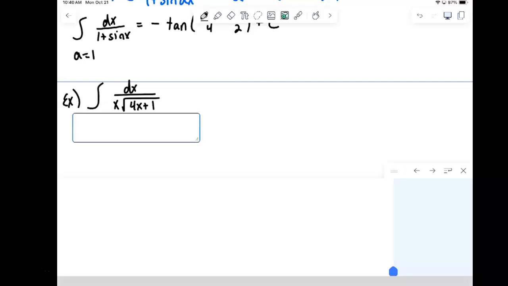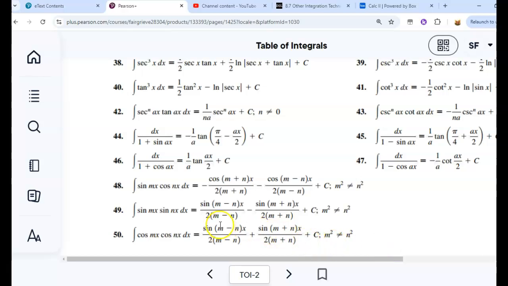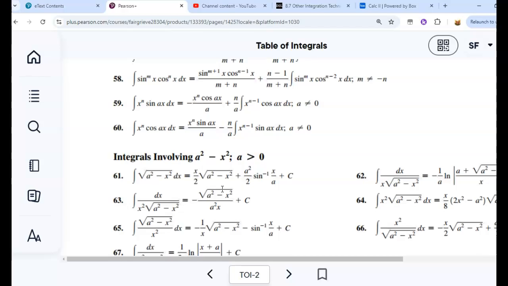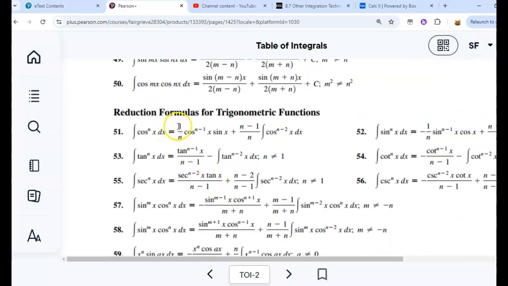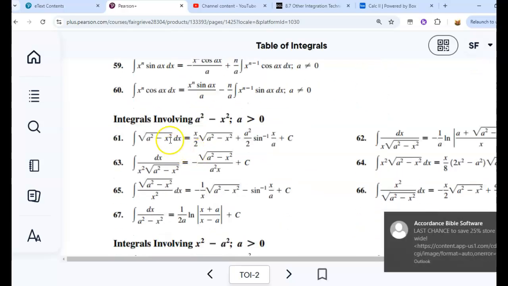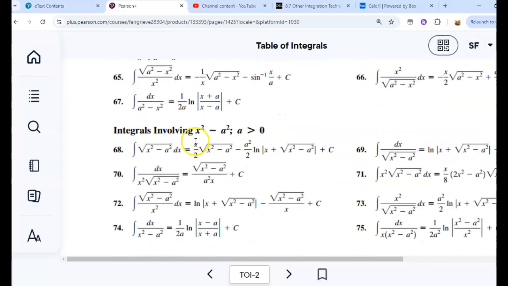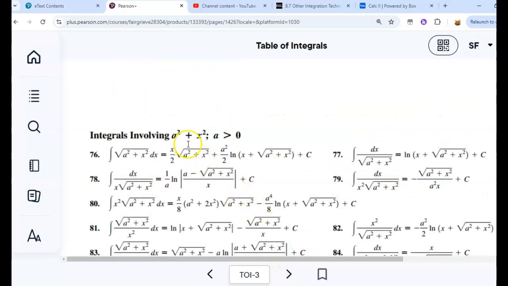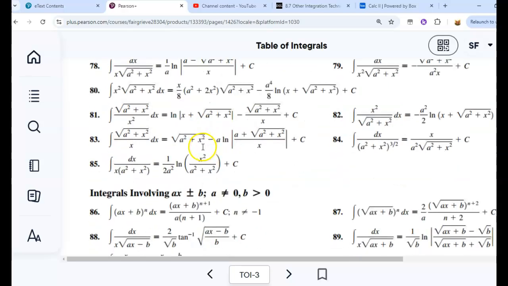So let's turn to our integration table. Our problem was 1 over x square root of something, so we're looking for something that matches that. I look at my formulas here. These are trig formulas. These are integrals involving a squared minus x squared, x squared minus a squared. None of those qualify. A squared plus x squared.